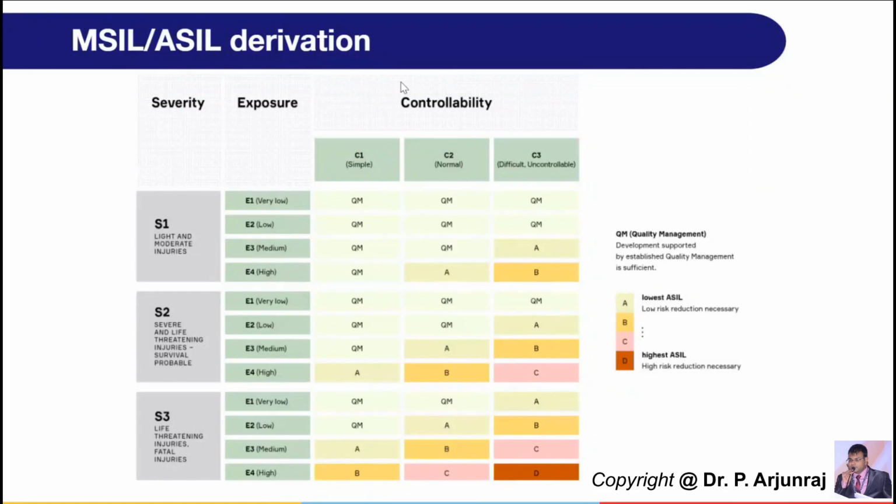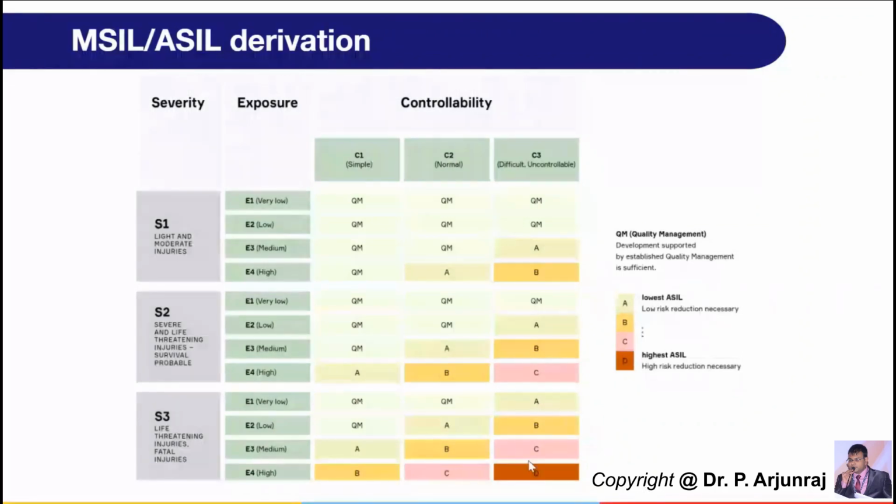And when you say controllability, you have 3 levels of controllability. C1 is easy to control, very simple to control. C2 is normal to control, and C3 is difficult or uncontrollable. Now you have the various ratings: quality management QM, A, B, C, D. This is what is applicable for the four-wheeler application, or I can say for Part 1 to Part 11, for a passenger car or a truck or a heavy-duty vehicle. This table is applicable there.